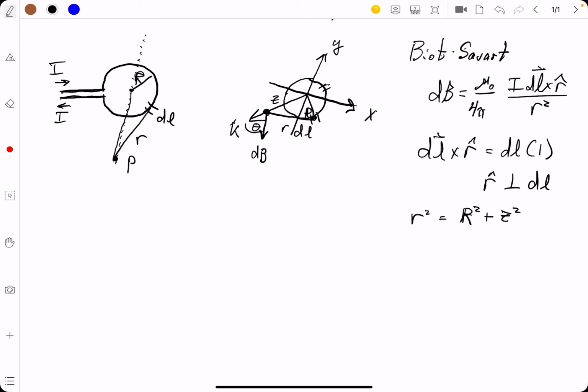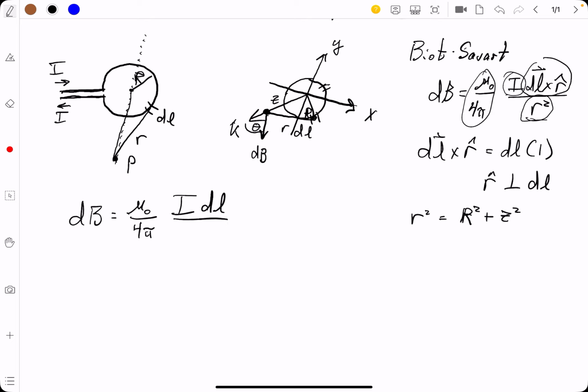So now we plug in these things. We figured out what dL cross r is. It doesn't matter, we'll be given some current probably. We know all of these things, and we've written down what r squared is. So we can then say that dB is equal to mu naught over 4 pi, I dL over R squared plus Z squared.